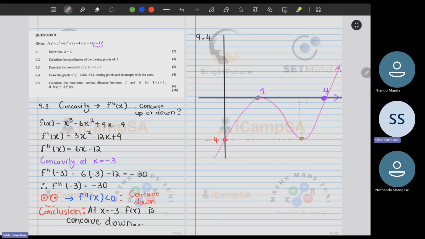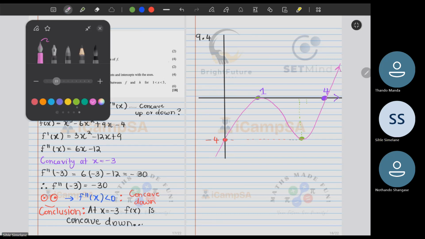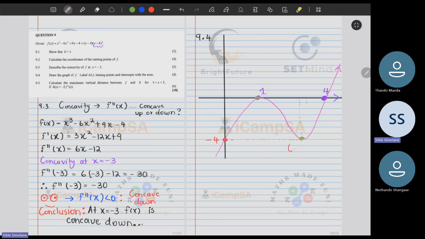Guys, you have your turning points, which we should put. So if you remember, the turning point here is, sorry, it is 3 and minus 4. 3 and minus 4. And that is it.